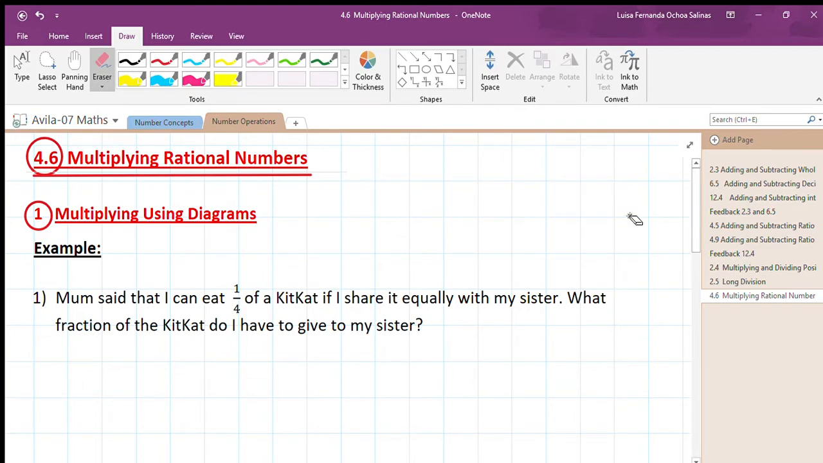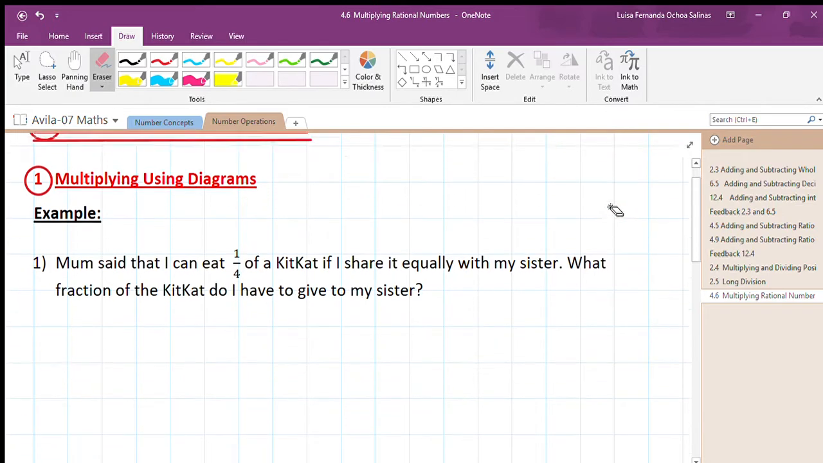Okay, girls, so today's lesson we're going to be multiplying and dividing rational numbers. But we're going to start with chapter 4.6, which is about multiplying rational numbers. So first, let's talk about how to multiply using diagrams. So let's look at this example.